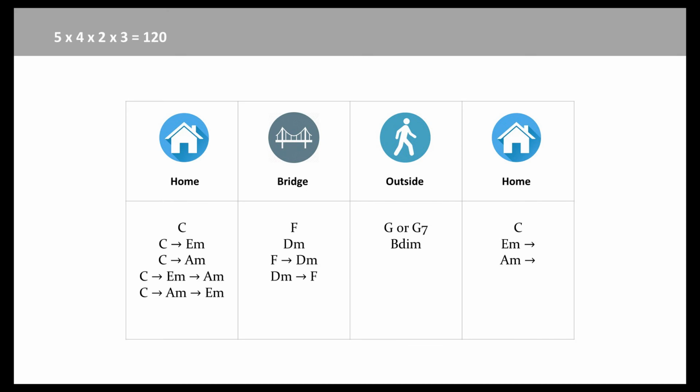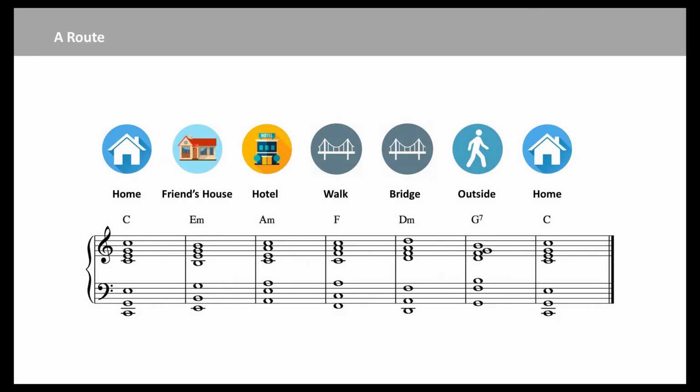Now we look at this table. There are 5 possibilities for home, 4 for bridge, 2 for outside, and 3 for going home. So the number of route possibilities from home to home is 5 times 4 times 2 times 3, a total of 120. We can choose any one of these 120 routes to sound very smooth harmony. Let's try one of them. For example, we can connect C to E minor, to A minor, to F, D minor, G7, and C, like this.